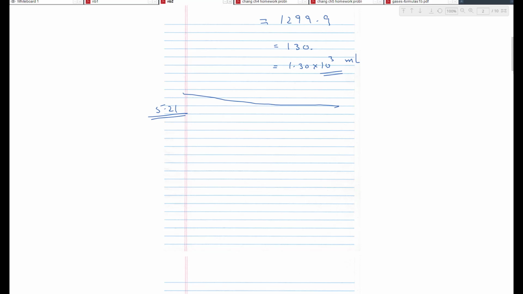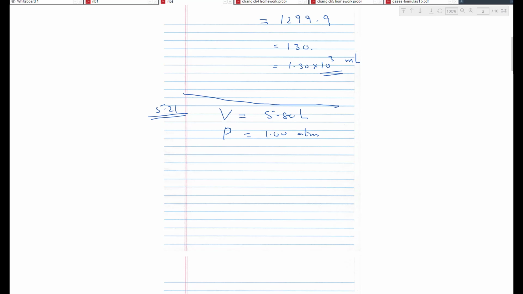So they're giving us a volume of gas, 5.80 liter, measured at a pressure of 1.00 atmosphere, and they are using 3 significant figures. What is the pressure of the gas in mm of mercury? They are asking the pressure of the gas.